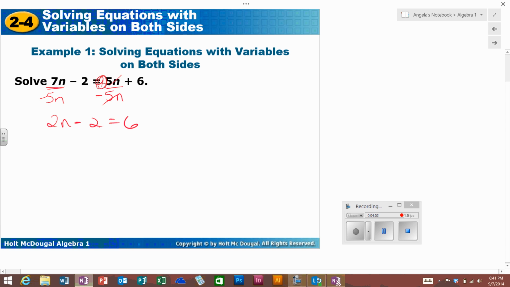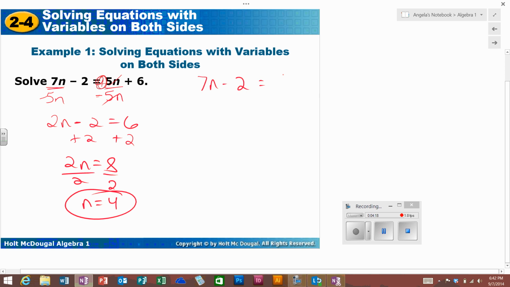Now it's a nice two-step equation. I can add my 2 and divide then by 2. So n is equal to 2. Okay, so again, let me just show you. If I had moved the 7n over, so let's say I'd subtracted 7n, well, that makes this a negative 2n. And yes, you can solve it that way. I think it's just people get a little more confused when they have to keep track of variables that are negative.